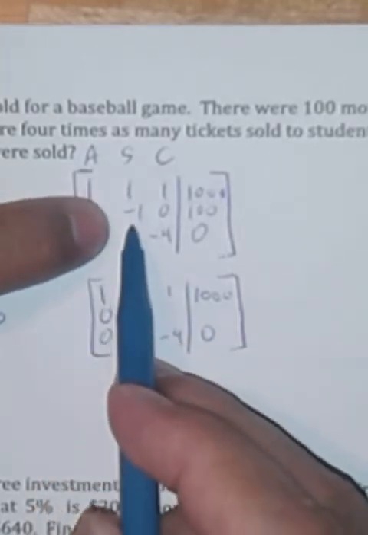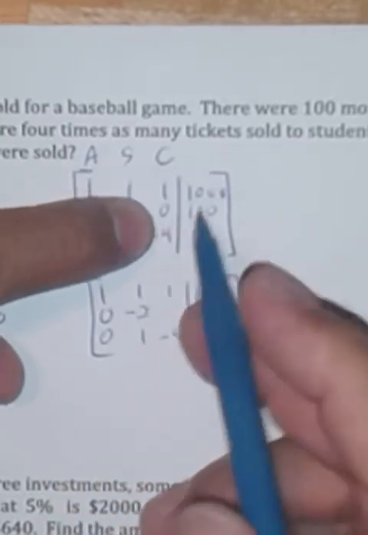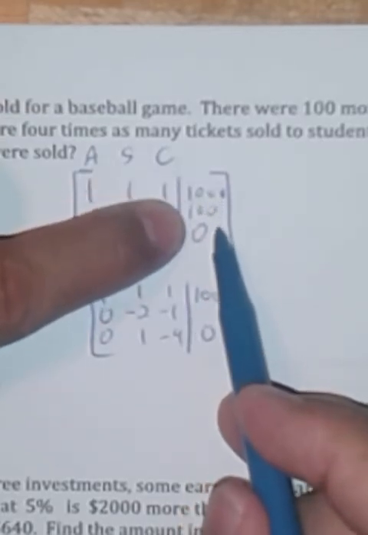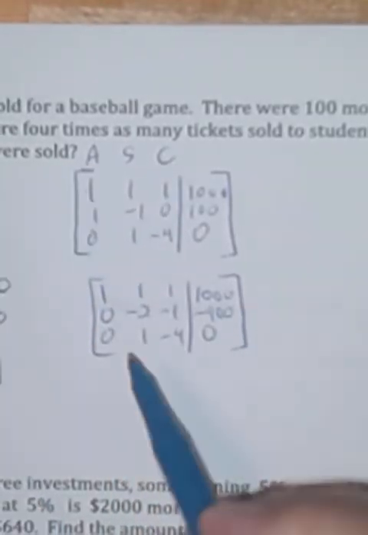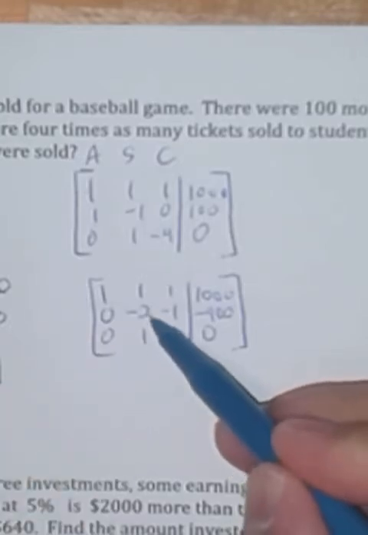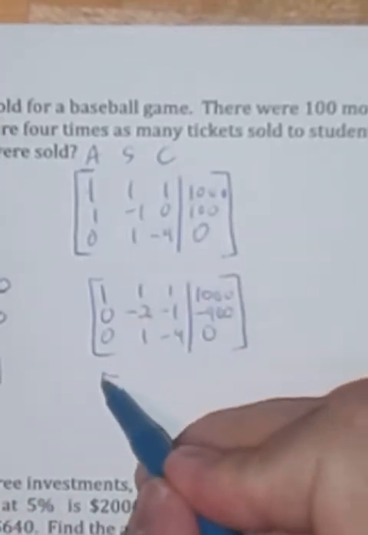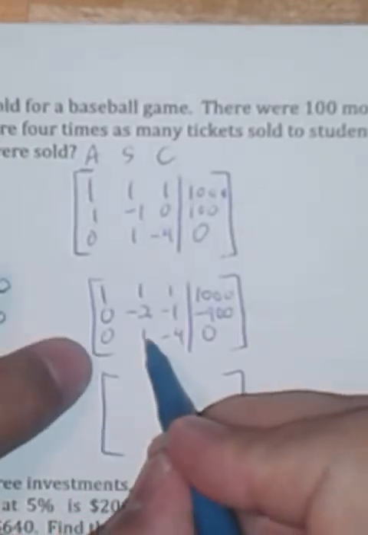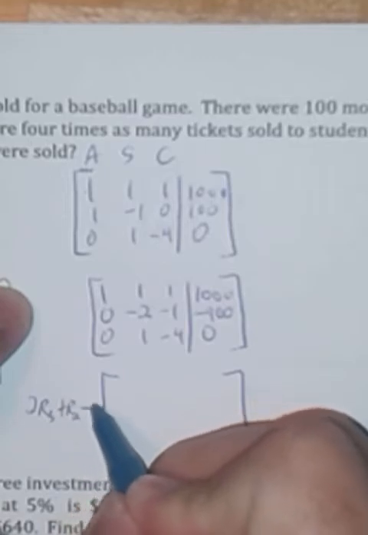Negative of that, which is negative 1 plus negative 1 is negative 2. Negative of that, which is negative 1 plus nothing is negative 1. And negative of that, which is negative 1,000 plus 100 is negative 900. Okay? All right, so notice I can make this 0 here. Remember we had a 0 there before? By just adding 2 of these into that one. Okay, so that's what I'm going to do. I'm going to add 2 of row 3 into row 2. So that's 2 row 3 plus row 2 into row 2.